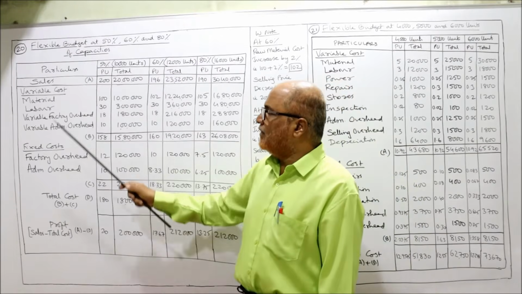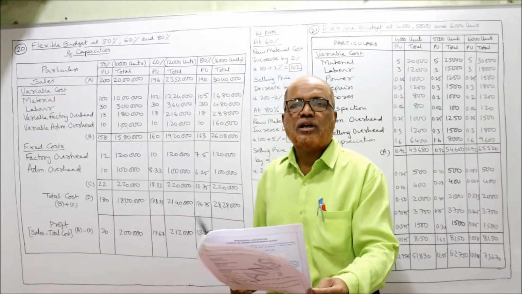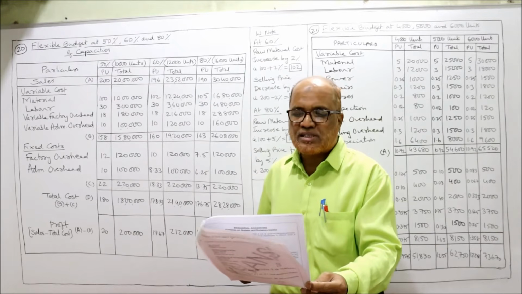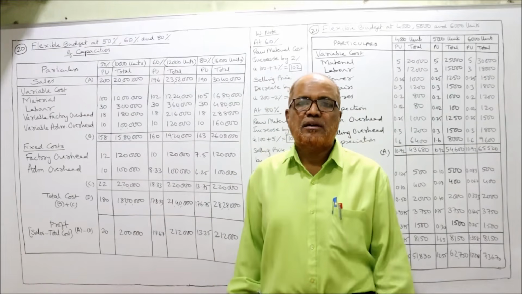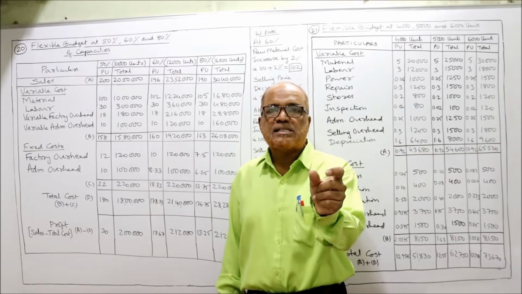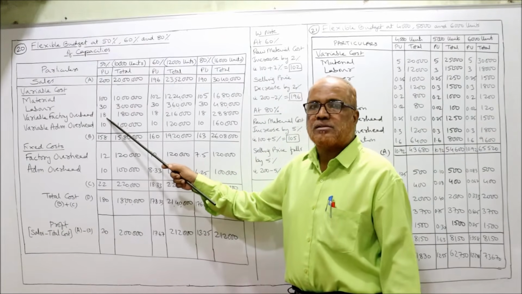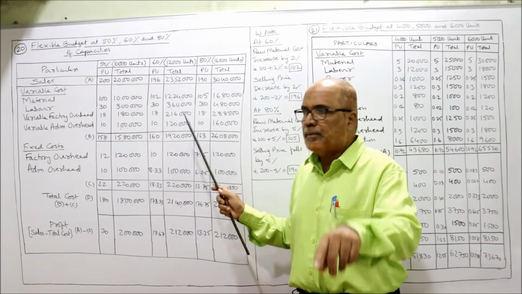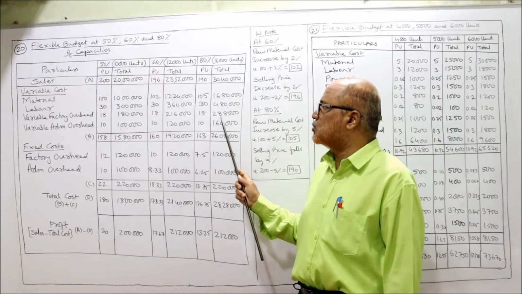Over. Now variable factory overhead. In the problem it is given factory overhead is 30 rupees, 40% fixed. So 60% variable. So 60% of 30 rupees. 30 into 60%, you will get 18 rupees per unit. It will remain same, 18, 18, 18 per unit. Now multiply. 18 into 10,000, 1,80,000. 18 into 12,000, 2,16,000. 18 into 16,000, 2,88,000.